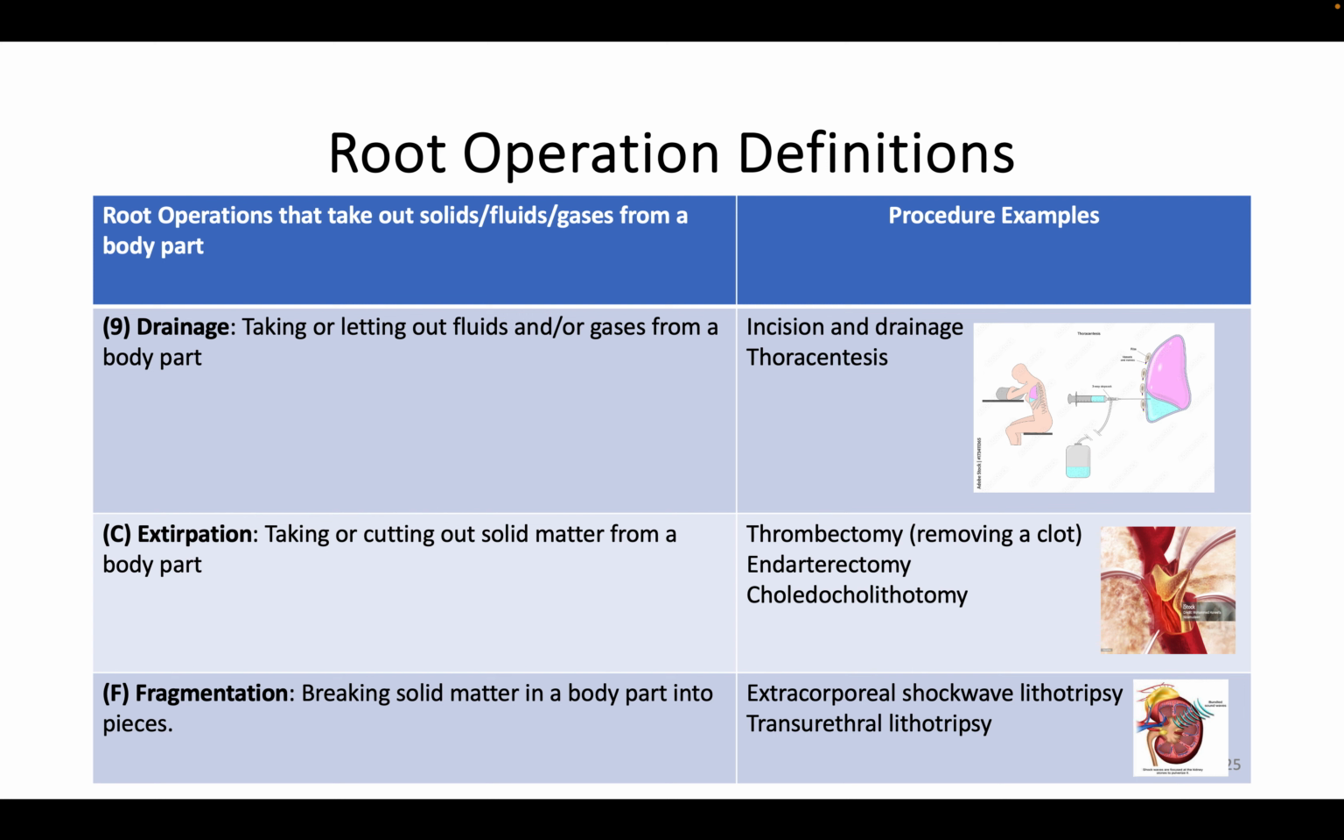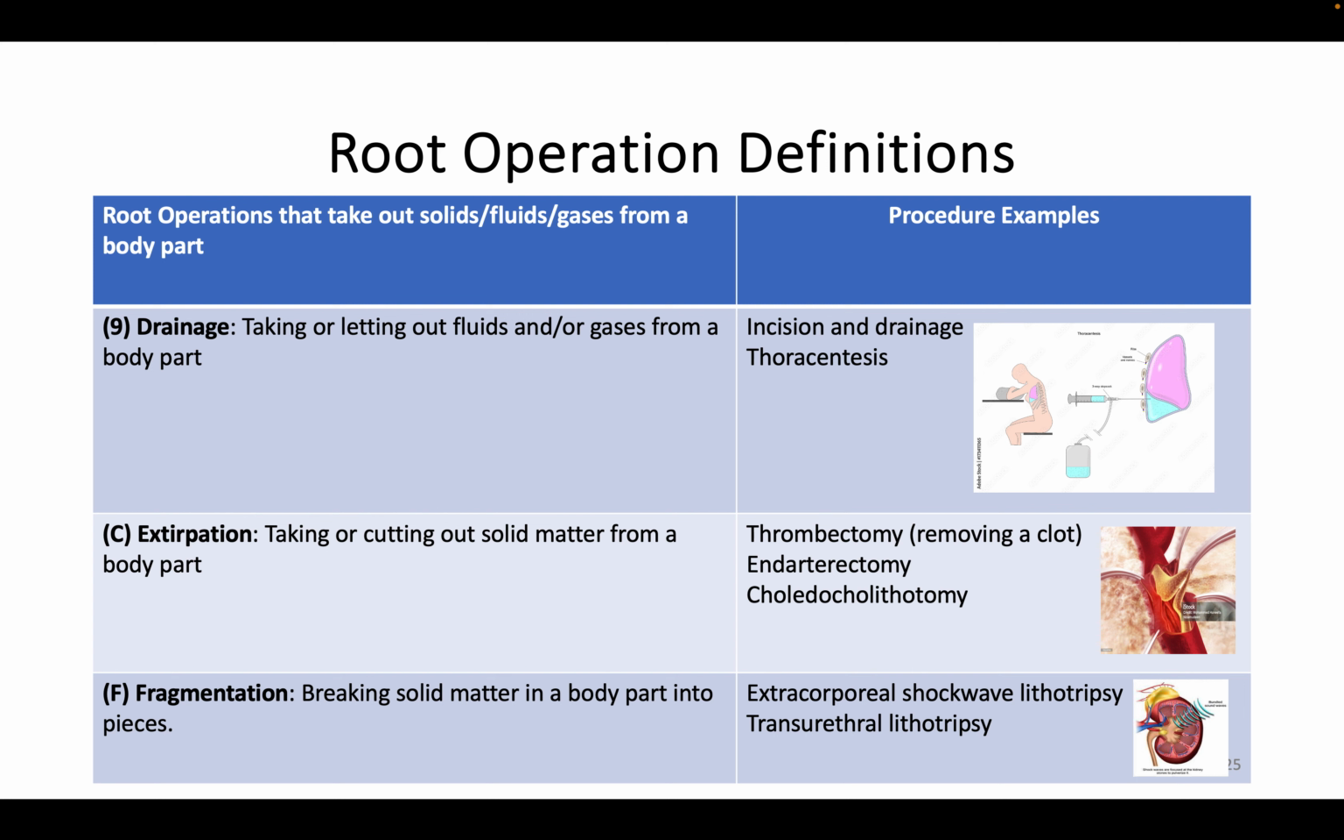Next root operations are taking out solids, fluids, gases from a body part. We have 3 of those. We have drainage, which is taking out or letting out fluids or gases from a body part. This is your incision and drainage, your thoracentesis. And here's an example of a thoracentesis. You have fluid at the bottom of the lung lobe. So they stick a needle in and they drain the fluid out.